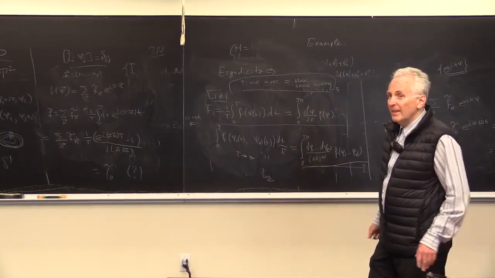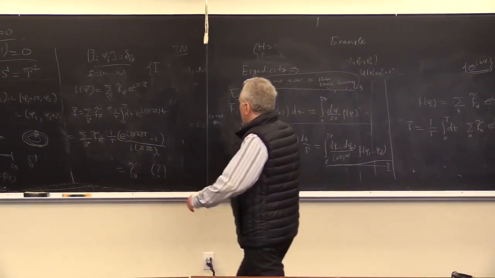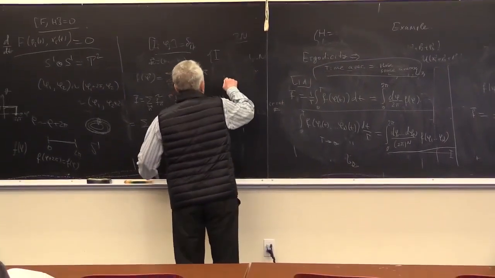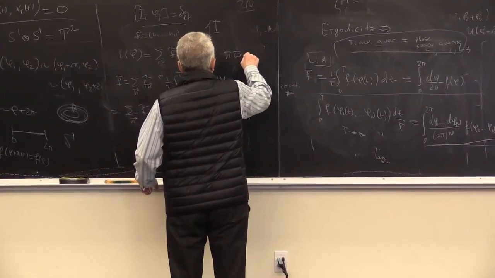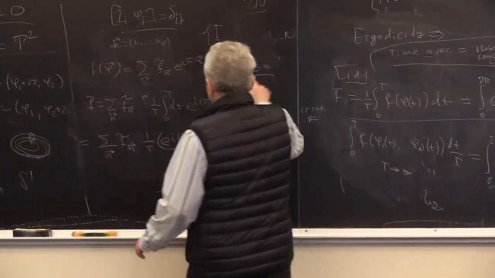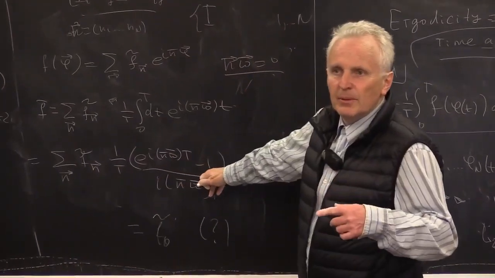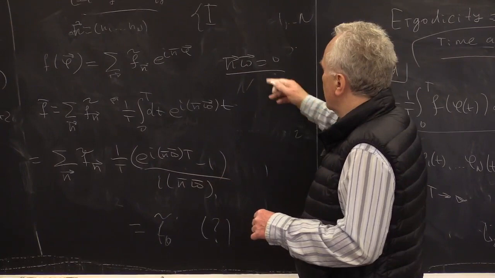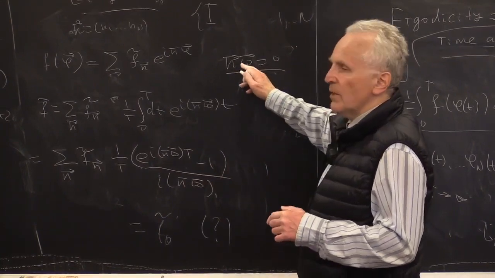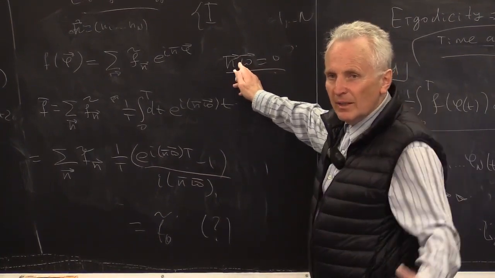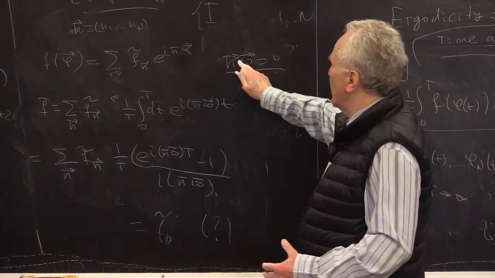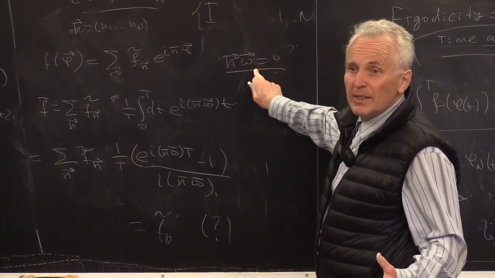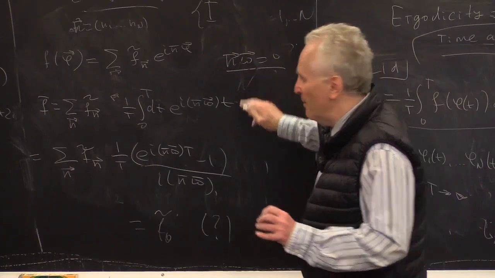n omega normal. Yes, you see that if n omega is 0, then we have to account for this contribution. But if the ratio of frequencies is irrational, then it will never be 0 except for n equals 0. Okay?